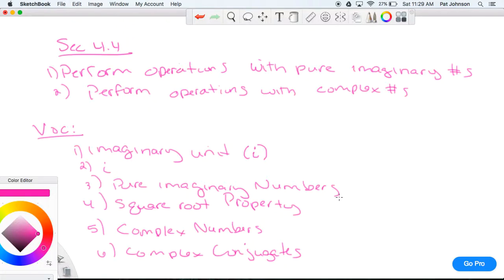Section 4.4. In this section, we're going to learn to perform operations with pure imaginary numbers, and we're going to perform operations with complex numbers. Some of the vocabulary that you need to note down, and as we go through the videos, make notes on, are imaginary unit i, pure imaginary numbers, square root property, complex numbers, and complex conjugates.